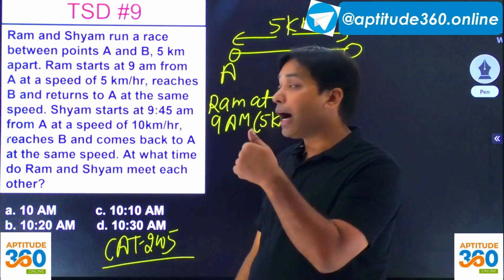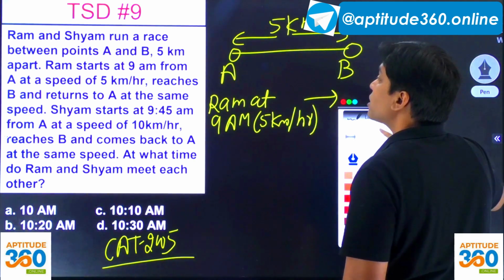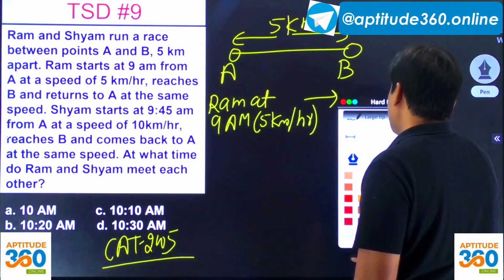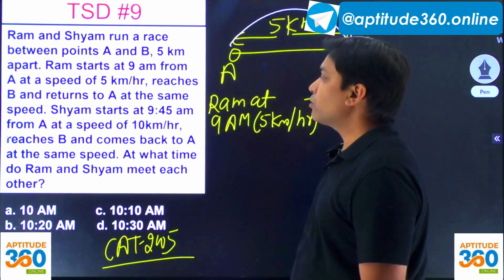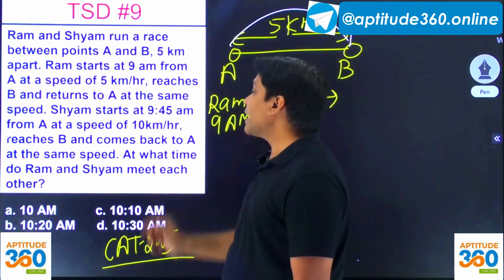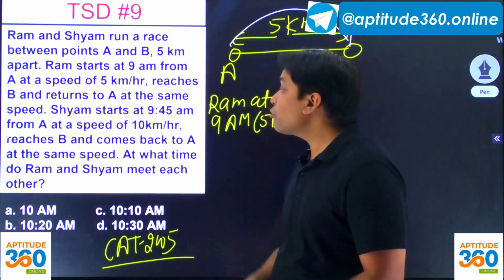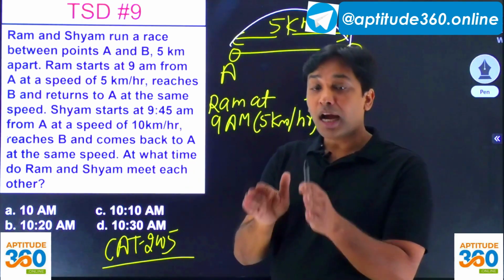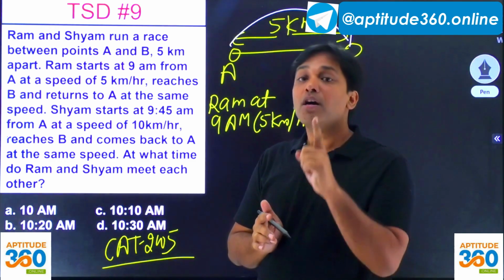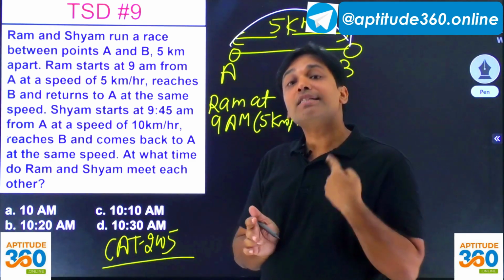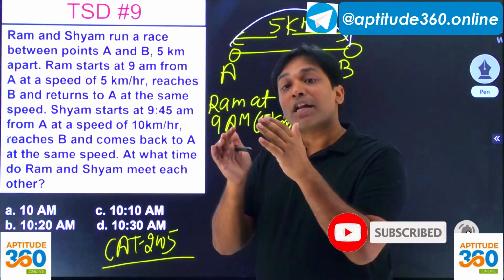So Ram goes from point A to point B, and then comes back to A. Shyam starts at 9:45 a.m. from point A at the speed of 10 kilometers per hour and reaches B and comes back to A. Understand this thing. Who starts at 9 a.m.? Ram. Who starts at 9:45? Shyam.